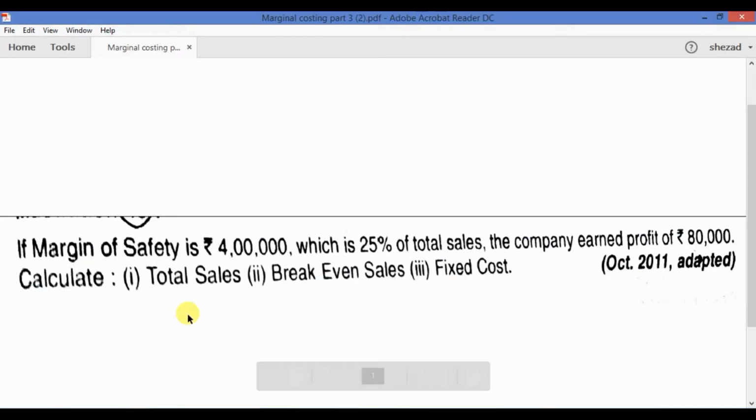So yes, the total sales, the break-even sales, the fixed cost, everything I have found out. Now friends, I'm pausing the video and going to the next sum.